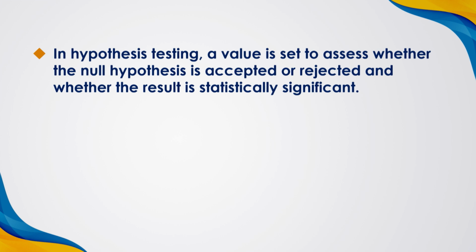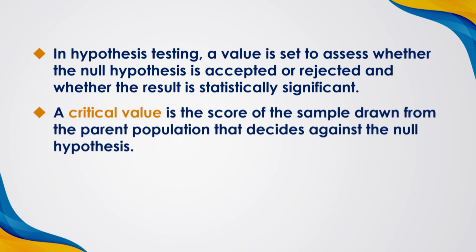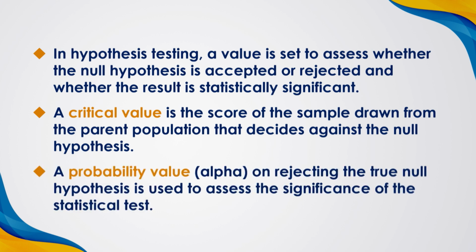In hypothesis testing, a value is set to assess whether the null hypothesis is accepted or rejected and whether the result is statistically significant. So, a critical value is the score of the sample drawn from the parent population that decides against the null hypothesis. The probability value, mostly denoted with alpha, of rejecting a true null hypothesis is used to assess the significance of the statistical test.